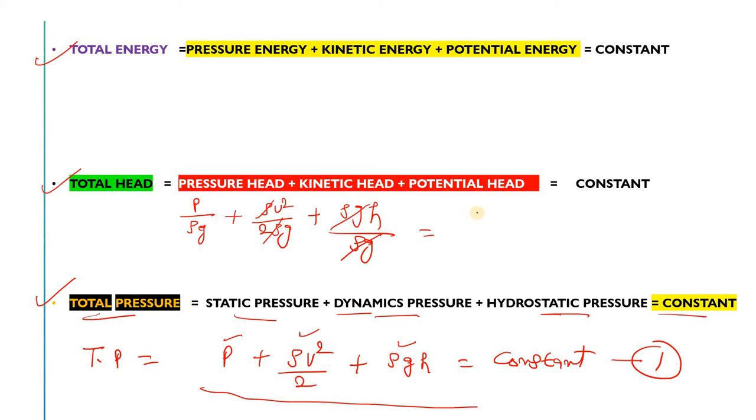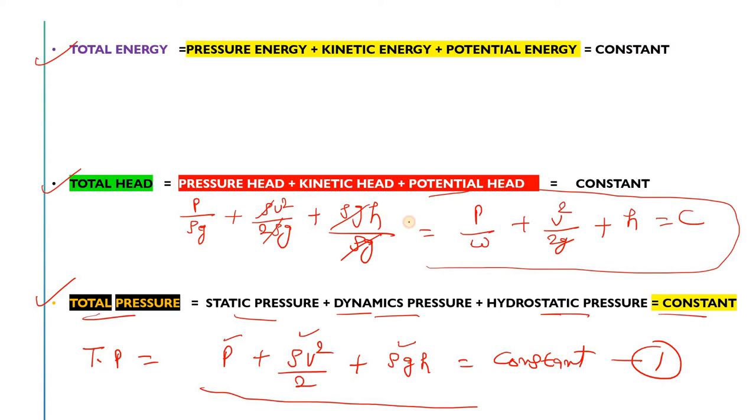So your equation will be P by w, where this is a small w called the specific weight, plus v square by 2g, plus there will be only h. Now this equation we have written in terms of head, so it will be your total head. It means you can express your Bernoulli's equation with respect to total head as well.